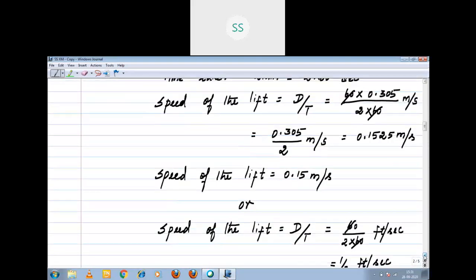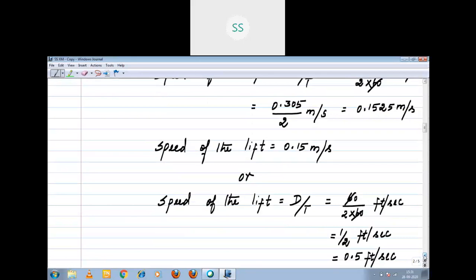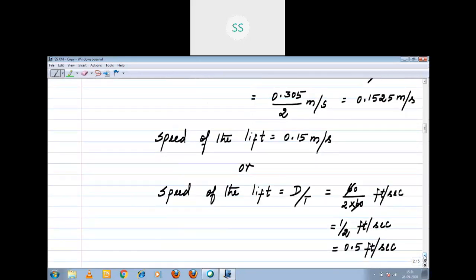Or speed of the lift, if you want to express in feet per second, this is your answer. Distance divided by time, 60 feet divided by 2 into 60 seconds. That is 1 by 2 feet per second, 0.5 feet per second. Got it, children? Speed of the lift. Meter per second means this is your answer. Feet per second means this is your answer. I hope you people understood, right? Have you all understood, children? Yeah. Thank you, children.